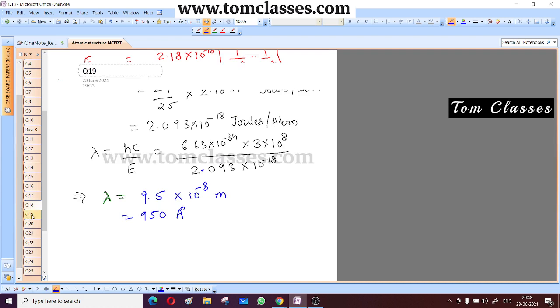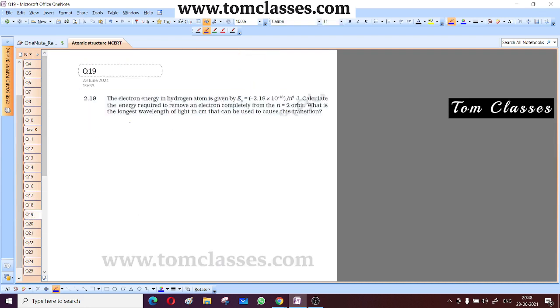All right, now let's try the next question. The electron energy in a hydrogen atom is given by this. Calculate the energy required to remove an electron completely from the n equals 2 orbit. What is the longest wavelength of the light in centimeter that can be used to cause this transition? Completely removing an electron from 2 to infinity lies in the Balmer series.